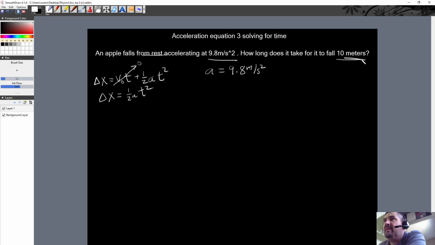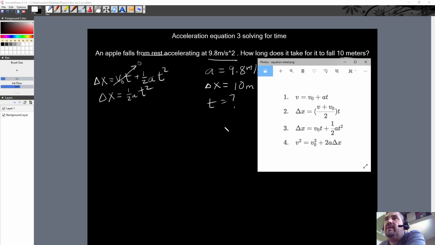So I have a 10 meter. It doesn't say distance, but we know what a meter is. A meter is a distance, so let's do this. Delta x is a distance, or a displacement, and so we're going to put 10 meters. What else do I know? How long does it take? They want me to find the time, and that's it. Is there an equation that has all three of those?